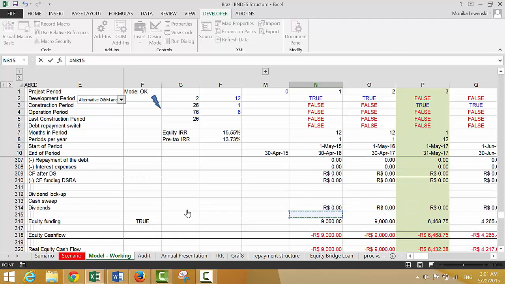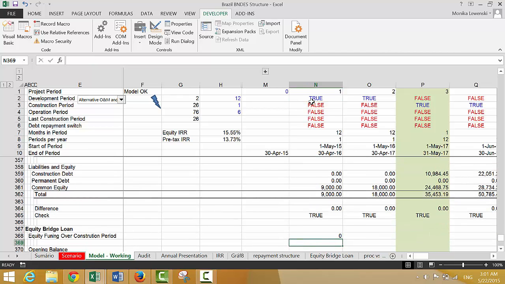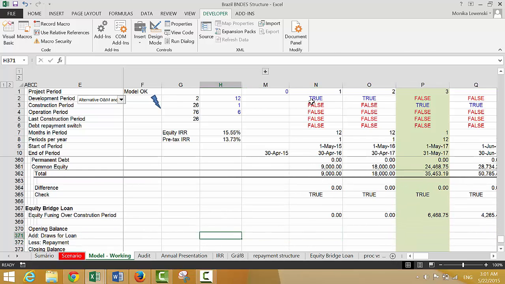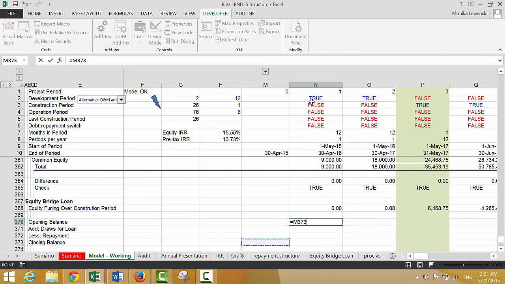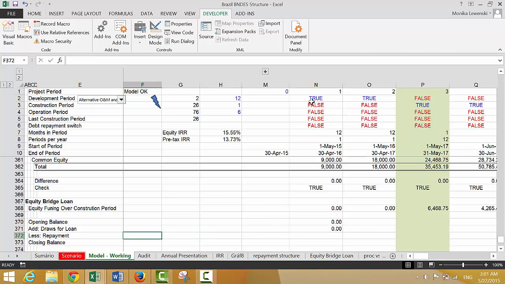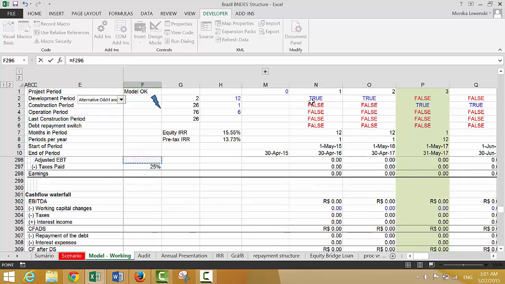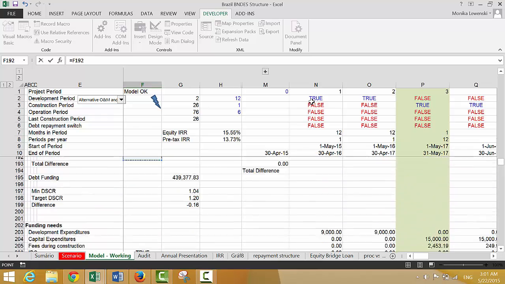Okay, and we can multiply that by the construction period, so Shift Control R. The development period equity funding you still have to make, okay? And then this is a shock that the opening balance equals the closing balance, and the draws we'll just get all our equity funding, and then for the repayment let's put an equal sign, go up to the assumptions.